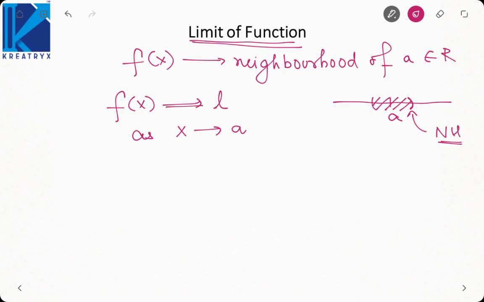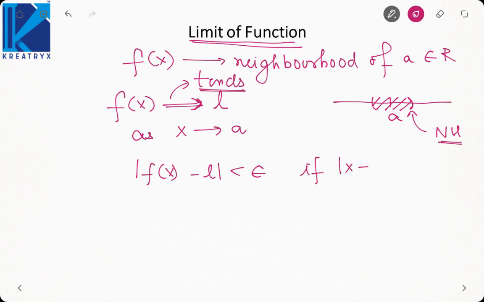Okay, this arrow sign represents tends, that is, it is approximately equal to. Is it fine? It is not exactly equal, but it will be going towards L as x will be going towards a. If it is going towards L, I will say mod of f(x) minus L will be less than epsilon if x minus a is less than delta.